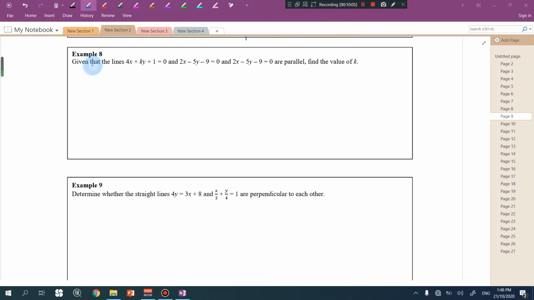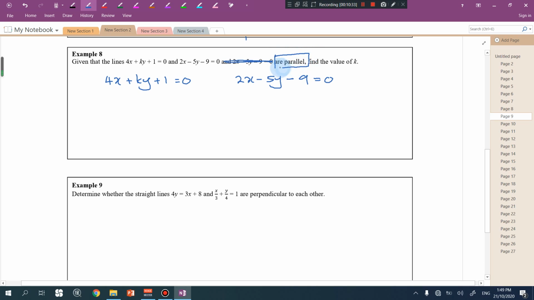Okay, now let's look at this example. Given that the line, okay, let me copy down first. 4x plus ky plus 1 is equal to 0, and I have another straight line. Okay, I think this is a typing error, so I just cancel this part. And another straight line, 2x minus 5y minus 9 is equal to 0. They are parallel to each other. This means that they have the same gradient, okay? And the question asks us to find the value of k.